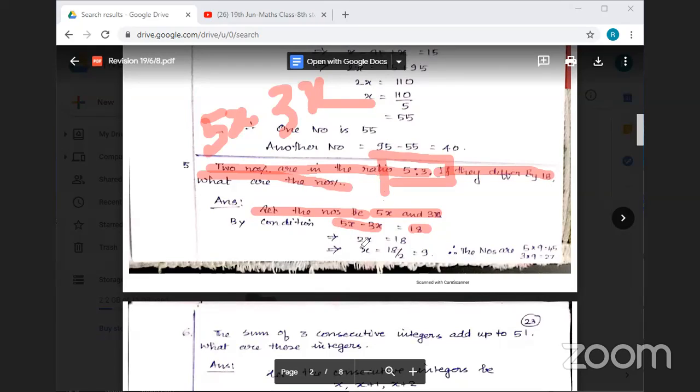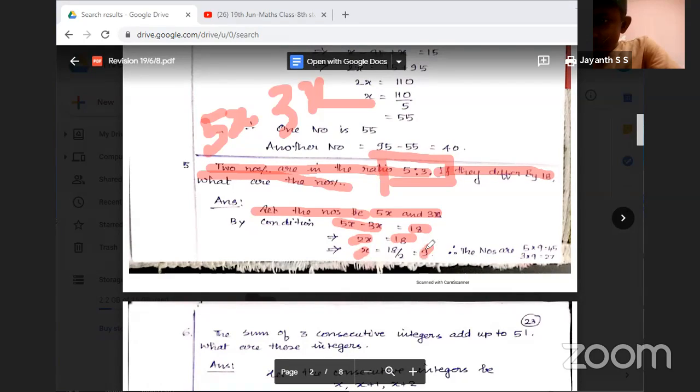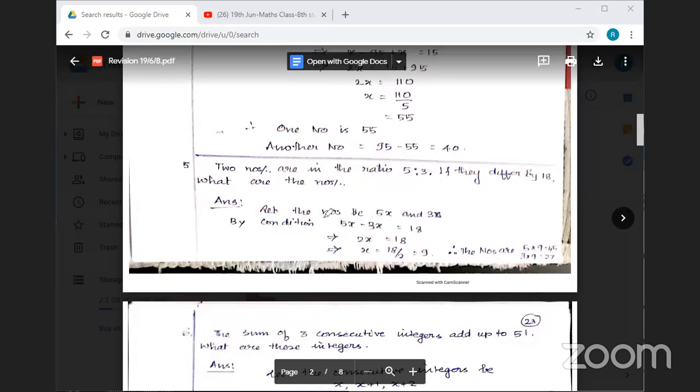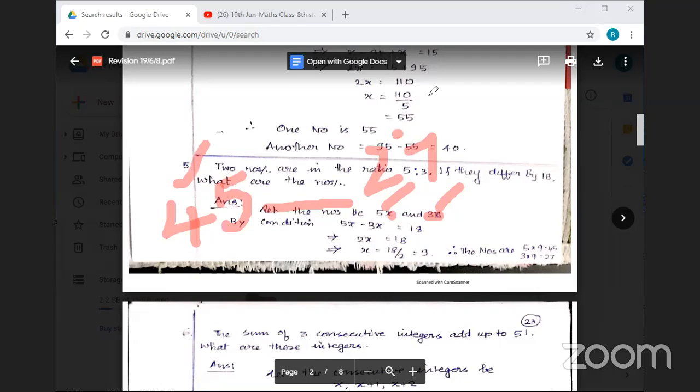5x minus 3x is equal to how much? 2x. 2x is equal to 18. Therefore, x is equal to 18 by 2, which is 9. We have found x is equal to 9. But we had taken the numbers to be 5x and 3x. In place of x, put 9. 5 nines are 45, so that number is 45. Another number is 3 nines, which are 27. One number is 45, another number is 27. 45 minus 27 is equal to how much?